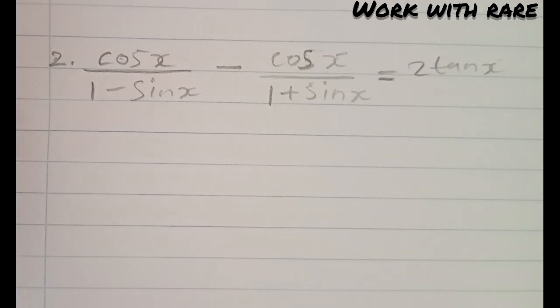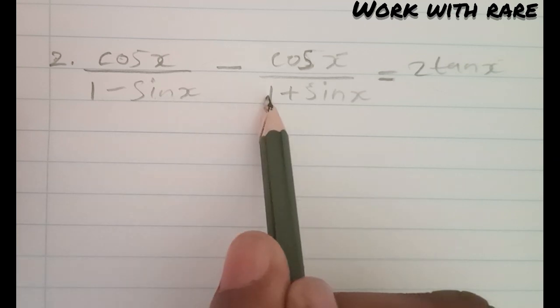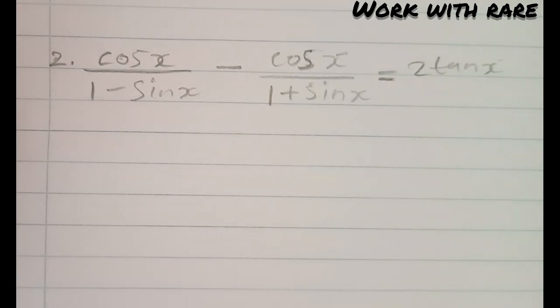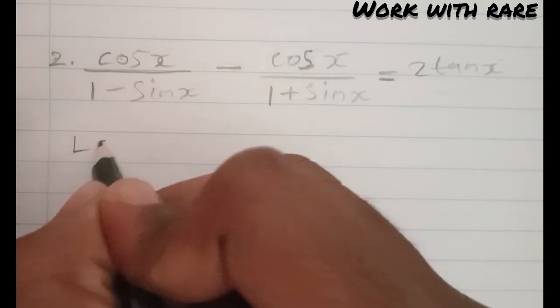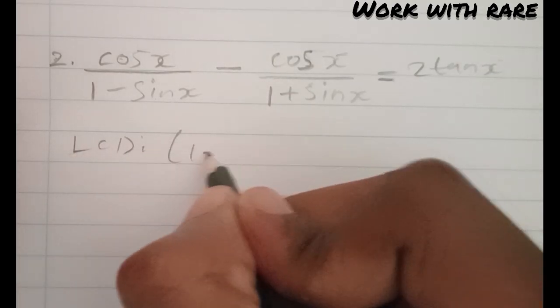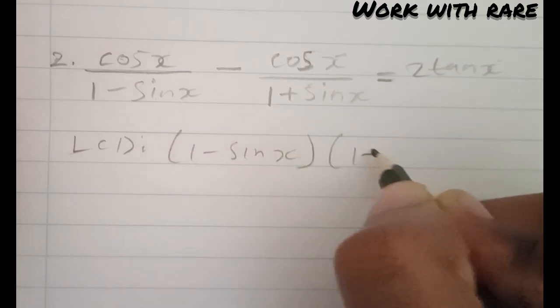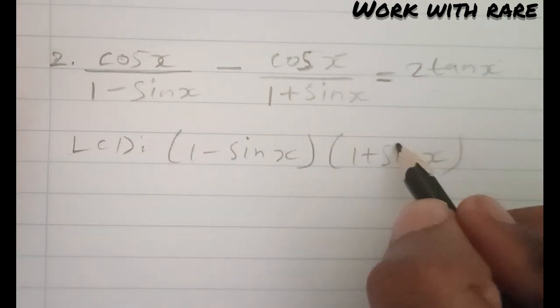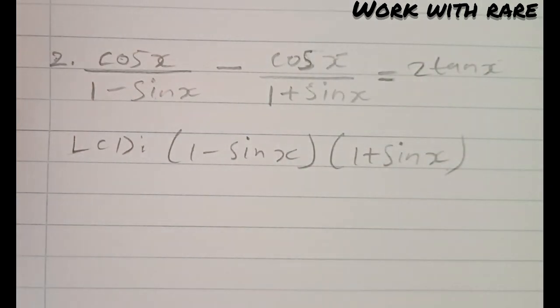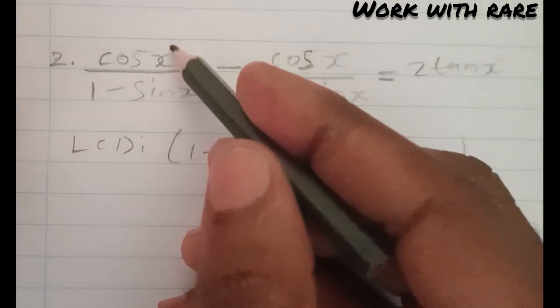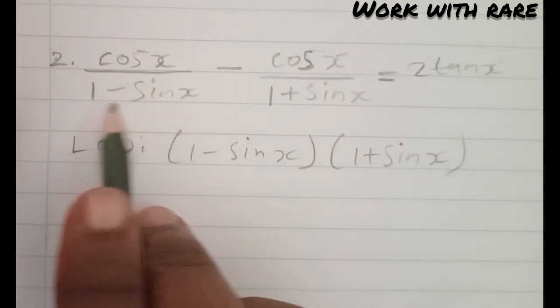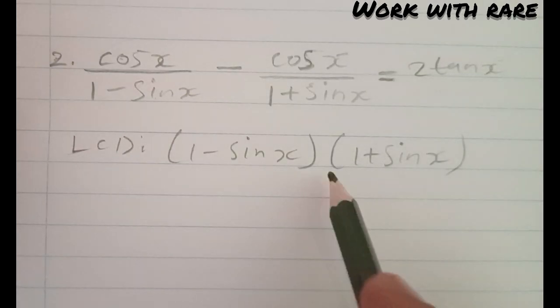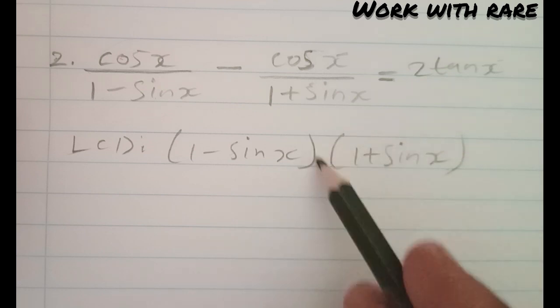You should be aware of this before you can answer this question. Since here we have a fraction, and here we also have a fraction, we'll check our LCD. As we can see, our LCD will be 1 minus sin x and 1 plus sin x. This is sine, guys. On our first fraction we have 1 minus sin x, so we have to use 1 plus sin x.